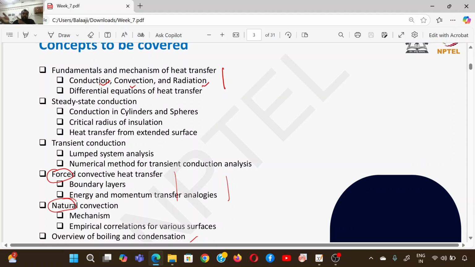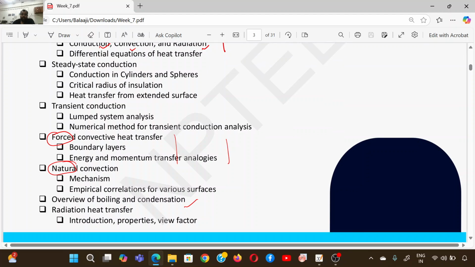Then we'll look at steady state conduction as well as unsteady state conduction. We look at concepts like critical radius, extended surfaces like fins and all. In transient conduction, we'll be looking at the lump system model and some numerical methods also. After that, towards the end of this part of the course, we'll be looking at forced convective transfer and natural convection. We'll also look at boundary layer concepts that arise in heat transfer. And the last class, I think, will be about boiling, condensation, etc. And then, of course, radiation is also there.